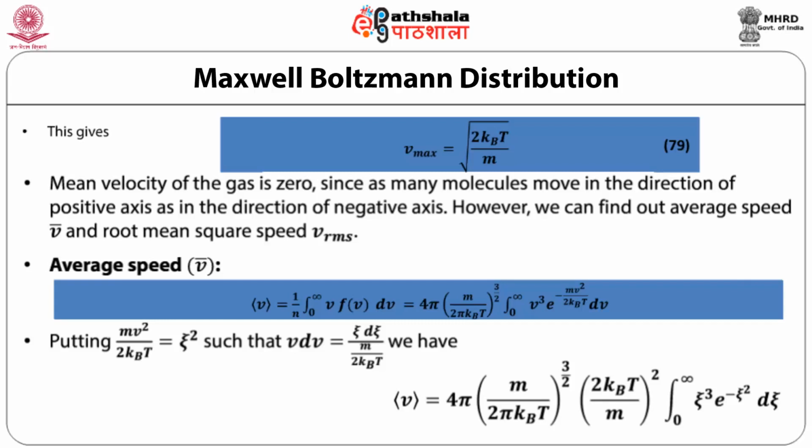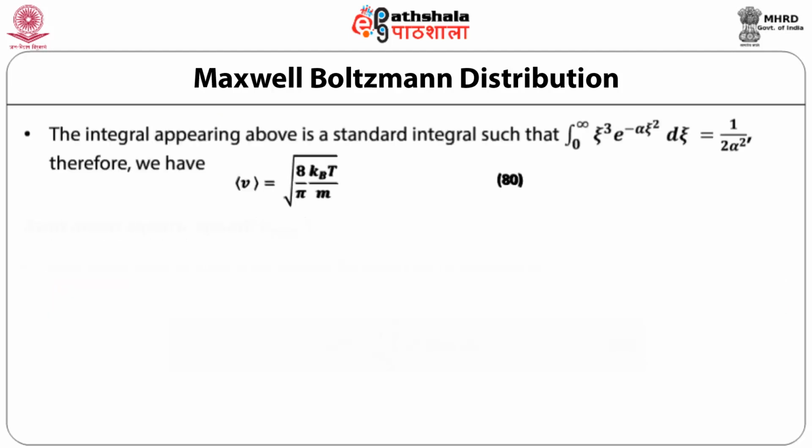We have the mean value of v is equal to 4π multiplied by (m/2πk_BT)^(3/2) multiplied by (2k_BT/m)² times the integral from 0 to infinity of ξ³ e^(-ξ²) dξ. The integral appearing above is a standard integral such that the integral from 0 to infinity of ξ³ e^(-αξ²) dξ is equal to 1/(2α²). Therefore, we have the mean velocity is equal to the square root of 8k_BT/πm.